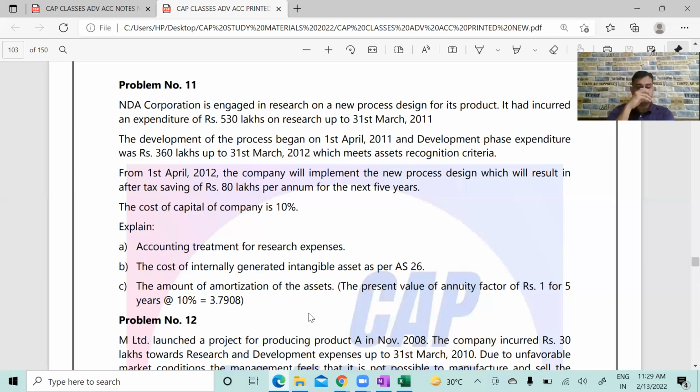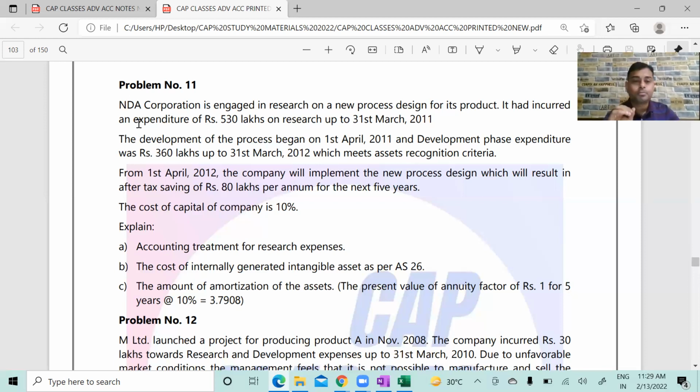Explain the accounting treatment for research expenses, the cost of internally generated intangible asset as per AS 26, and the amount of amortization of the assets. The present value of annuity factor of rupees 1 for 5 years at 10% is equal to 3.7908. Okay, so this is the question.